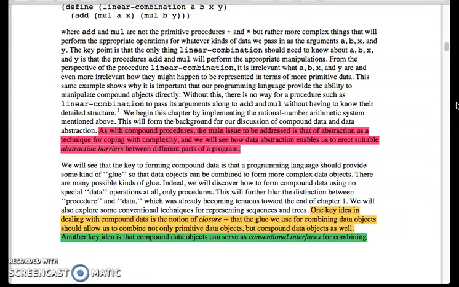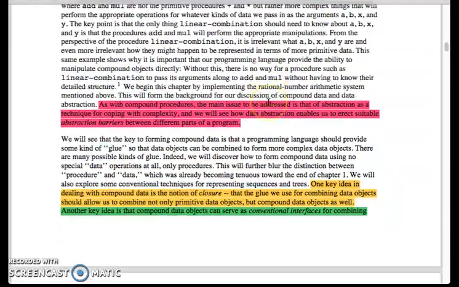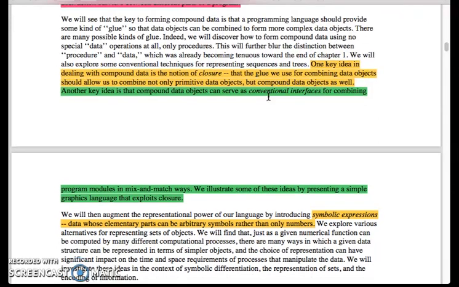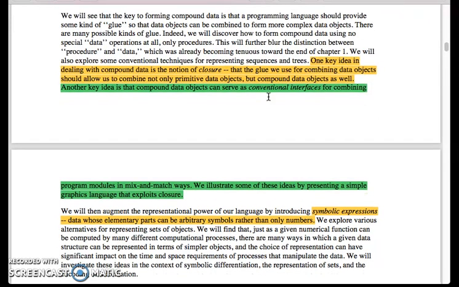As with compound procedures, the main issue to be addressed is that of abstraction as a technique for coping with complexity, and we will see how data abstraction enables us to erect suitable abstraction barriers between different parts of a program. We will see the key to forming compound data is that a programming language should provide some kind of glue, so that data objects can be combined to form more complex data objects. There are many possible kinds of glue. Indeed, we will discover how to form compound data using no special data operations at all, only procedures. This will further blur the distinction between procedure and data, which was already becoming tenuous toward the end of Chapter 1. We will also explore some conventional techniques for representing sequences and trees.